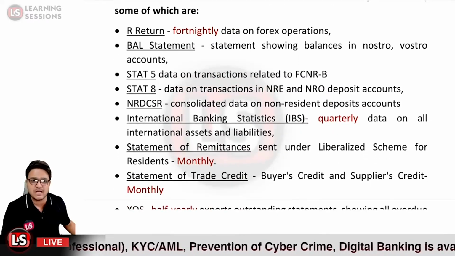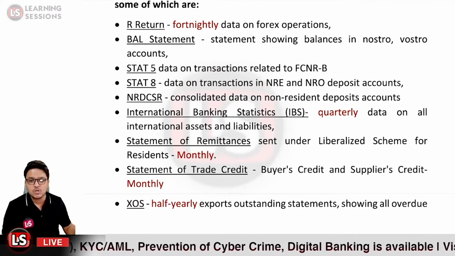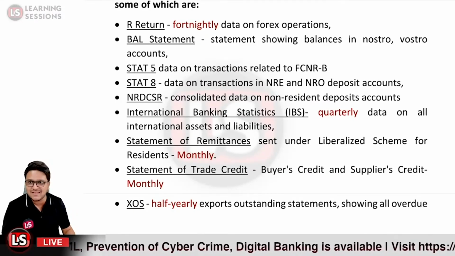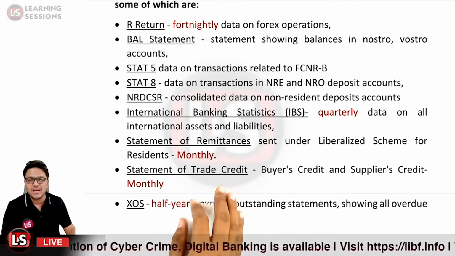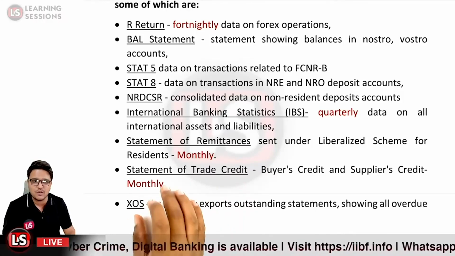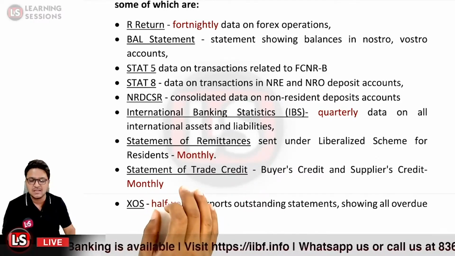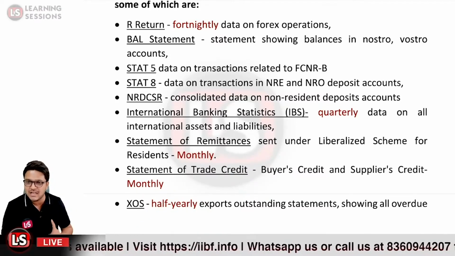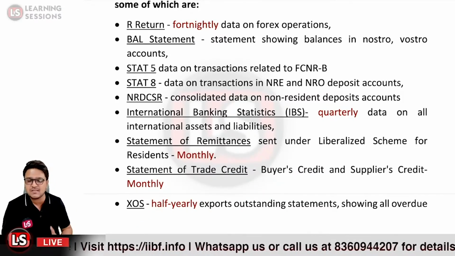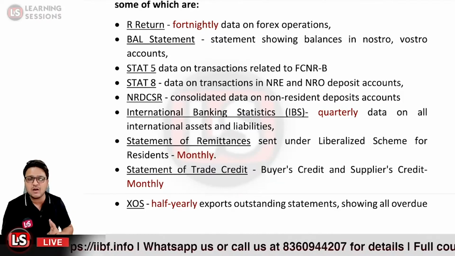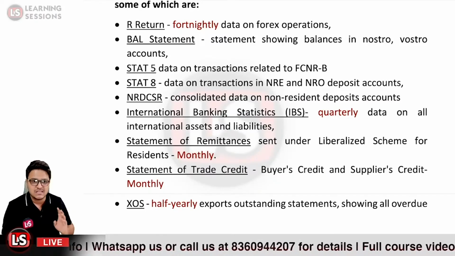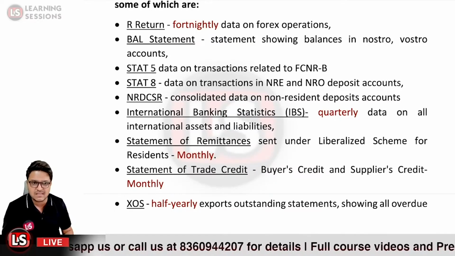Next, it is the statement of trade credit. Whatever transactions are related to buyer's credit or supplier's credit, all those transactions would be reported to the Reserve Bank of India on a monthly basis. The R return is on a fortnightly basis, and IBS is on a quarterly basis. The statement of remittances is on a monthly basis. The statement of trade credit is on a monthly basis.